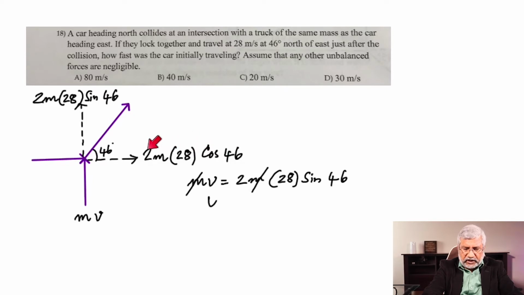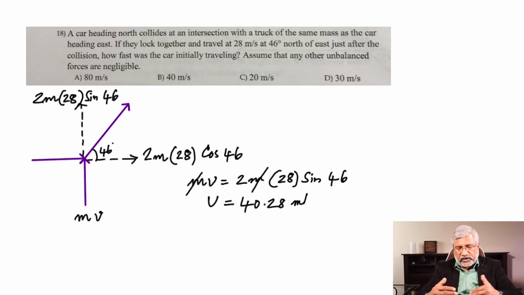And also m times v is equal to this. But to solve it, we do the first one where I put the y components equal, and from that, I don't even need the x components. Just from that, I can get the velocity, which is 40.28 meters per second.